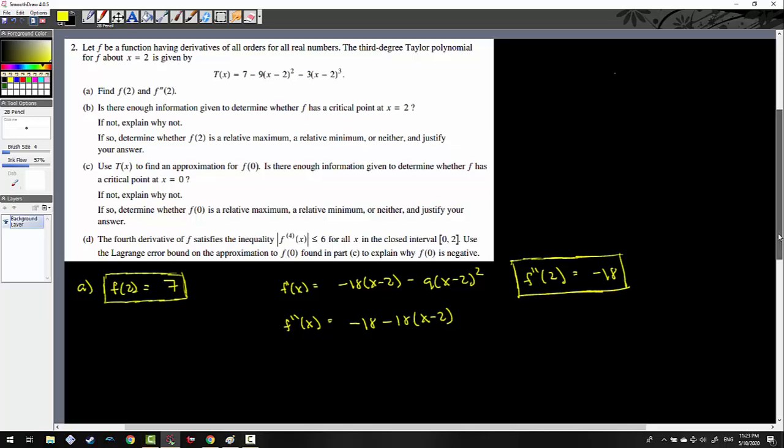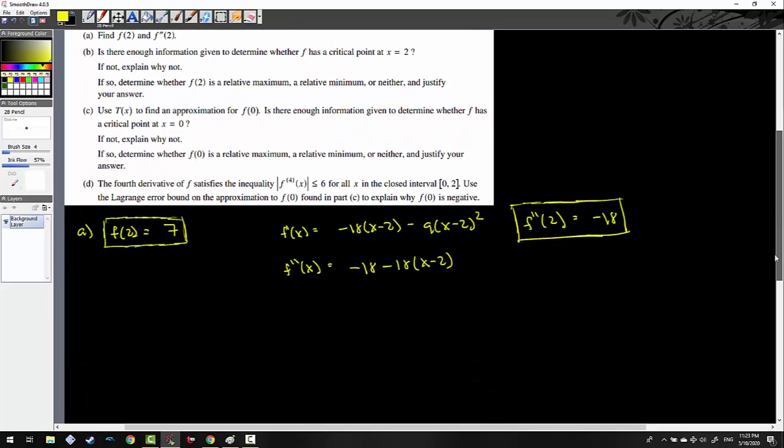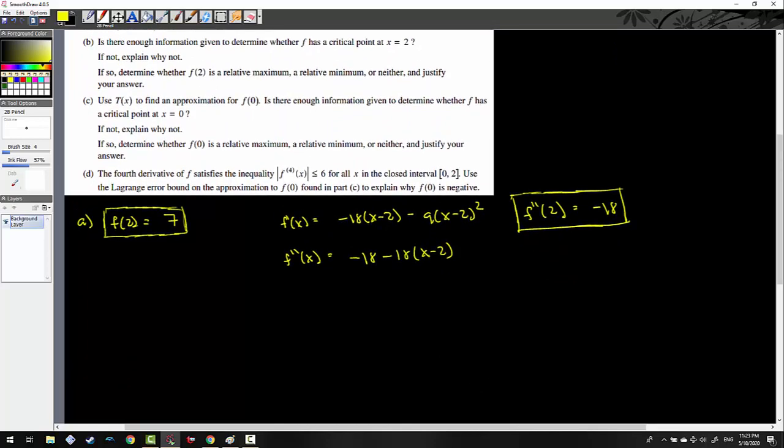Part B asks, is there enough information given to determine whether f has a critical point at x equals 2? If not, explain why not. And if so, determine whether f of 2 is a relative min, relative max, or neither, and then justify your answer. Okay, well remember, critical numbers happen when the first derivative is equal to 0.